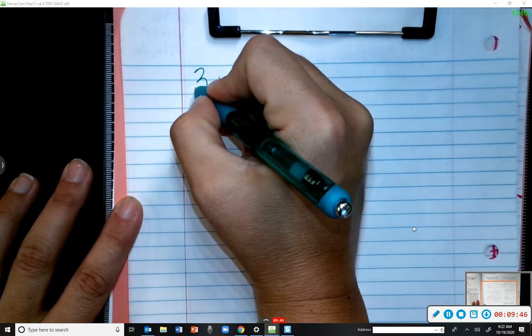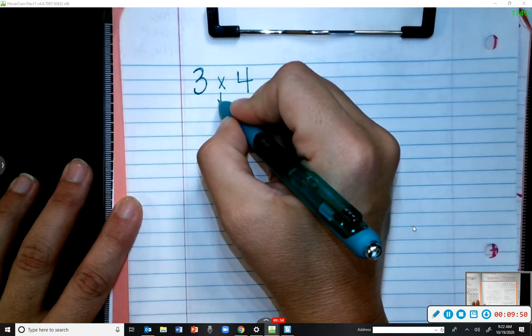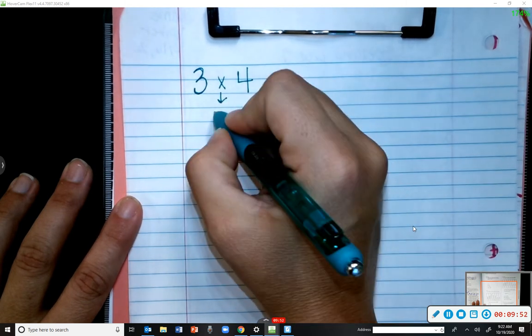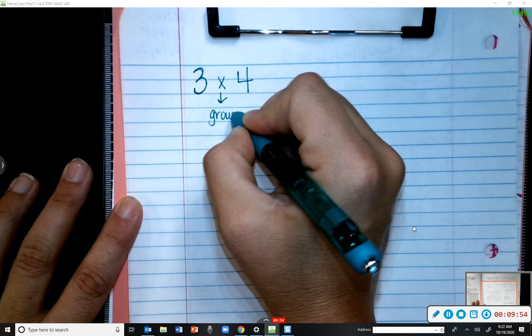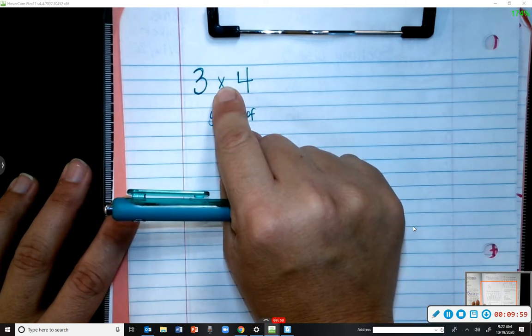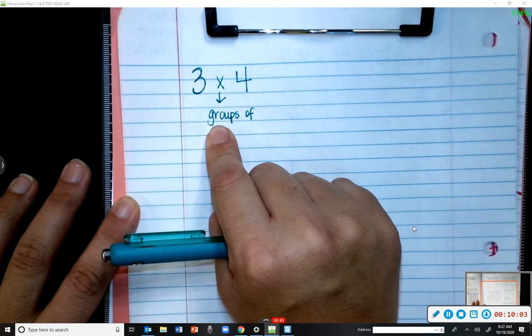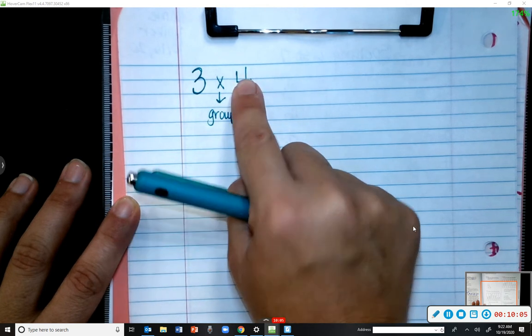Okay, so my 2 factors are 3 and 4. Now when you get to the multiplication sign, that's where you say groups of. So all this multiplication sign means is groups of. I have 3 groups of 4.